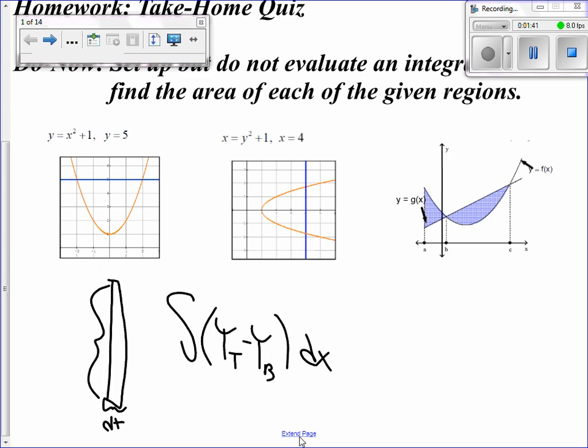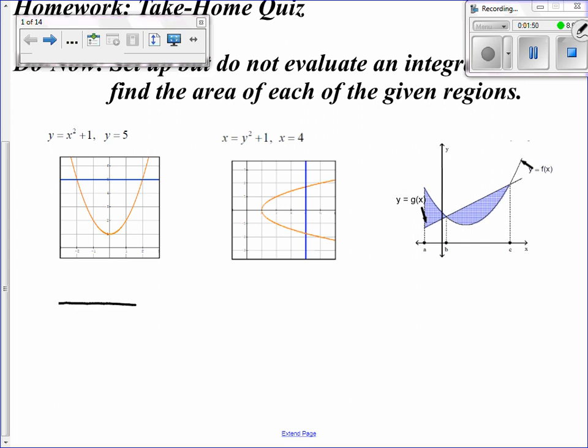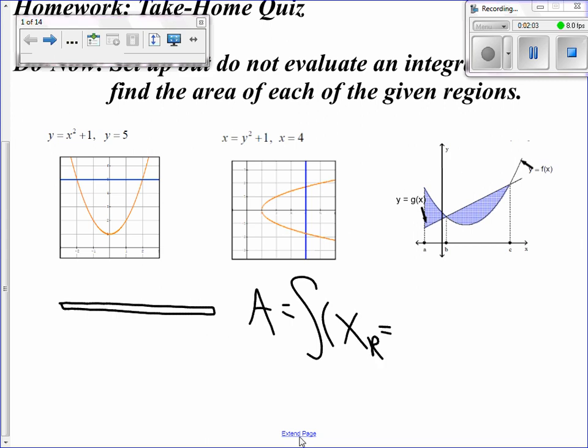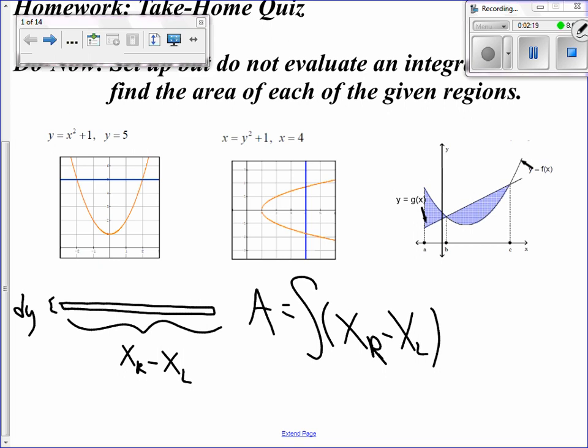Yesterday we started saying, well, sometimes it's more convenient to use horizontal strips. Well, for horizontal strips, you still are going to get area by summing up height times width, but how do we get the height? Bam, x right, whatever x equals on the right, minus whatever x equals on the left. So that'll be x right minus x left. And what about the width? It's a small change in y, right? So it's dy.